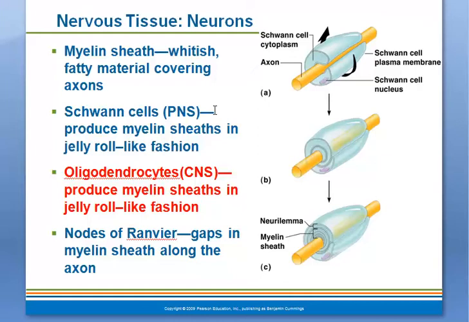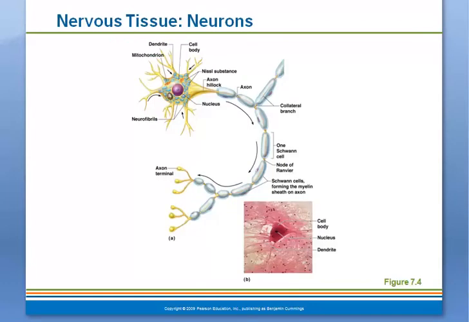It's created by Schwann cells in the peripheral nervous system and oligodendrocytes in the central nervous system. Now, if you go back to that picture of the neuron, you'll see there are gaps in the myelin sheath called the nodes of Ranvier. And the nodes are where the signal slows down because that's an unmyelinated portion of the cell membrane, or of the axolemma of the neuron.